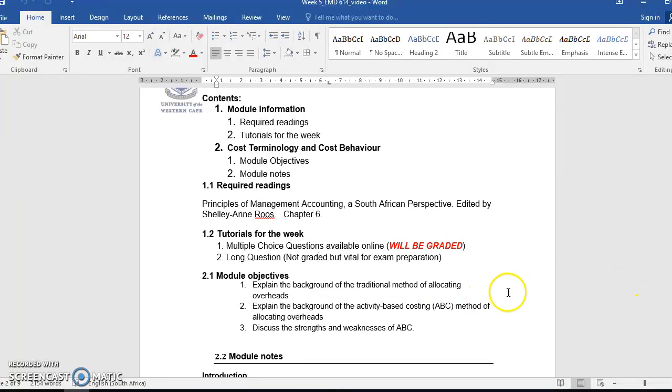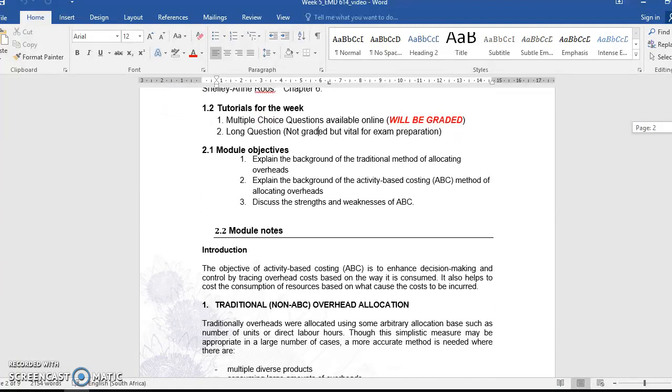Alright, so the module objective is to explain the background of the traditional method of allocating overheads, to explain the background of the activity-based costing, or ABC, method of allocating overheads, and to discuss the strengths and weaknesses of activity-based costing.